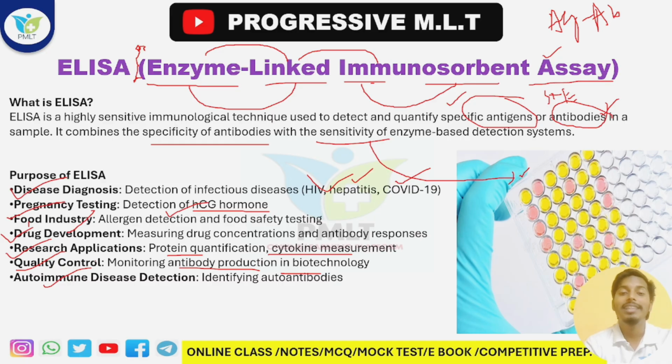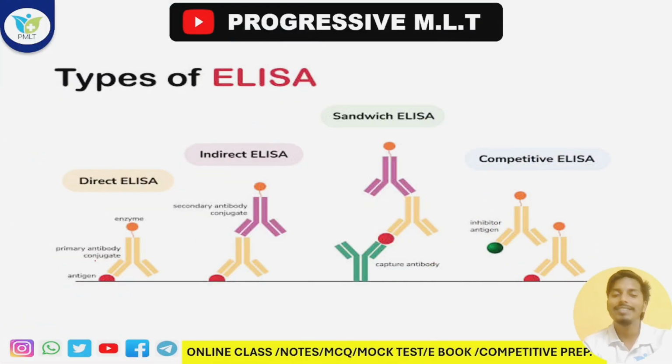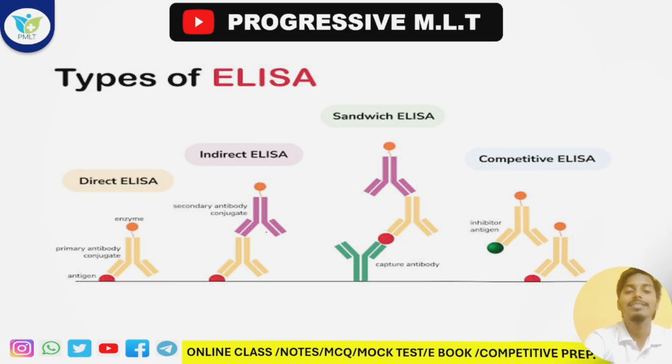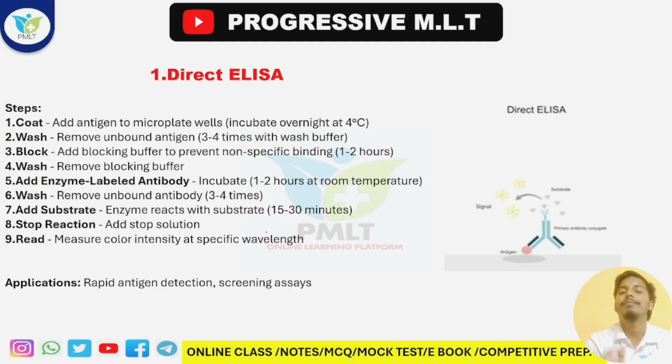Now I am coming to the very interesting thing, that is the types of ELISA. What are the types? Here, the first is the direct ELISA. Another one is the indirect ELISA, another is the sandwich ELISA, and another is the competitive ELISA. Firstly, we take a very basic idea. After that, we will move to every kind of ELISA step by step. I will discuss every ELISA in a very specific way.